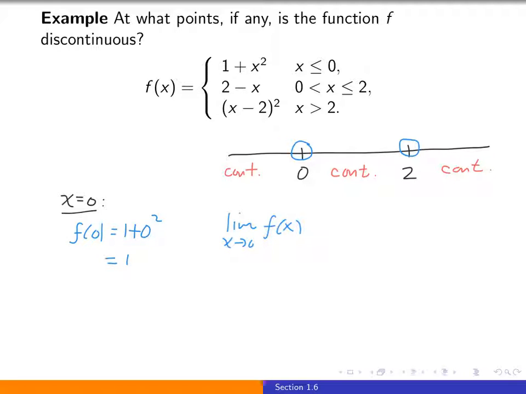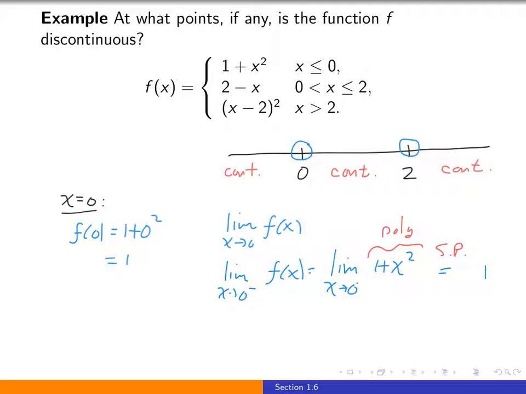In terms of the function value f of 0, we would use the first function, 1 plus 0 squared, which equals 1. In terms of evaluating the limit at 0, the function is defined to be one thing to the left of 0, another thing to the right. And that's an indicator that we need to use one-sided limits. So if we approach 0 from the left, the function is defined to be 1 plus x squared. 1 plus x squared is a polynomial, so by the substitution property, the value of this limit is 1.